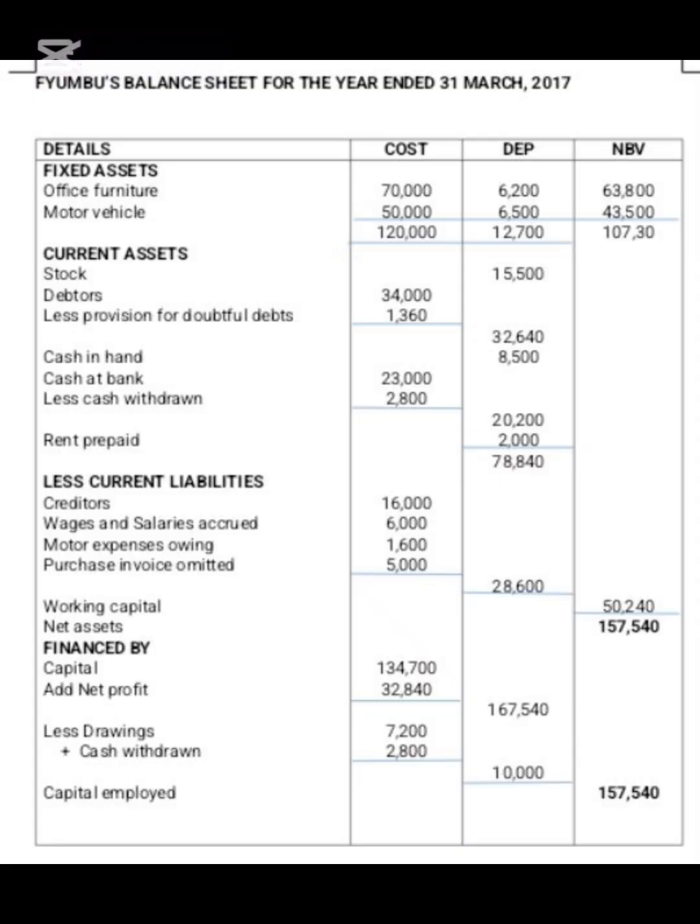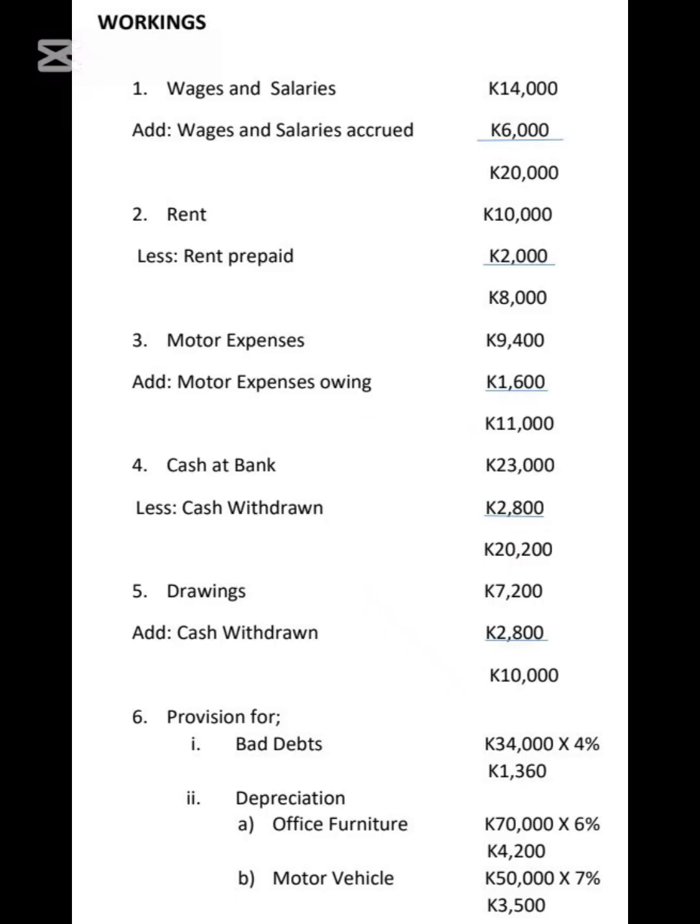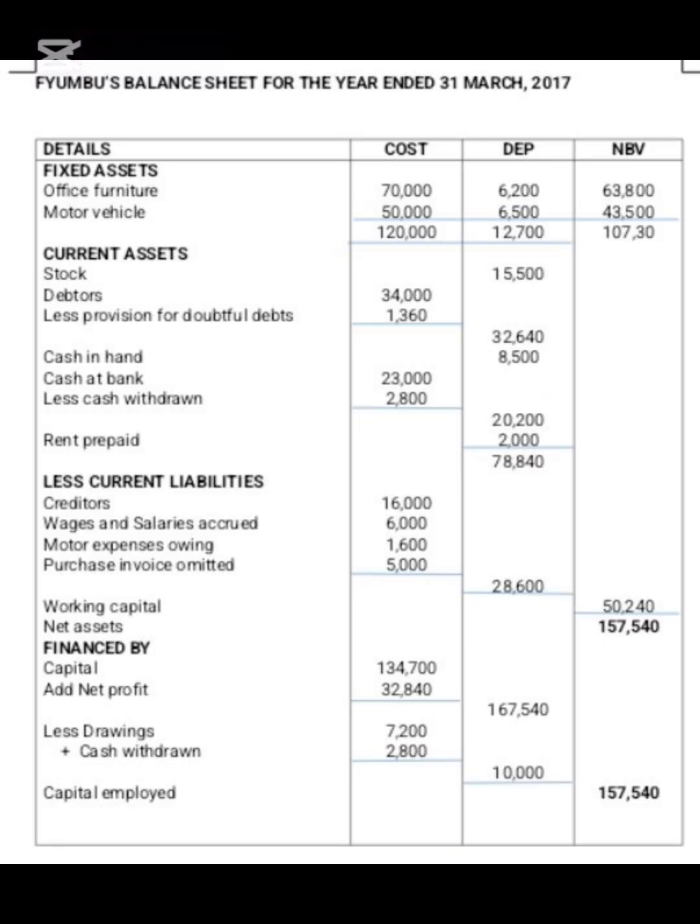So 4% of the debtors was 1,360. So that 1,360, since we provided for bad debts from the debtors, we need to remove it from the debtors. So you say less provision for bad debts, 1,360 from the debtors. If you subtract, it should give you 32,640 kwacha.